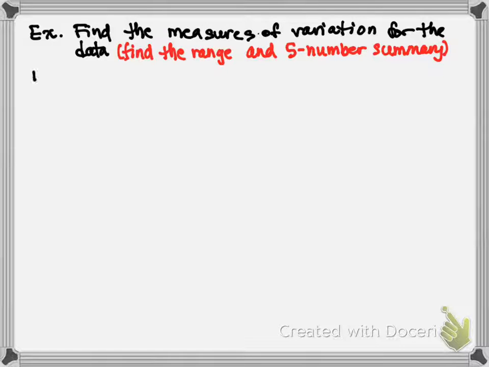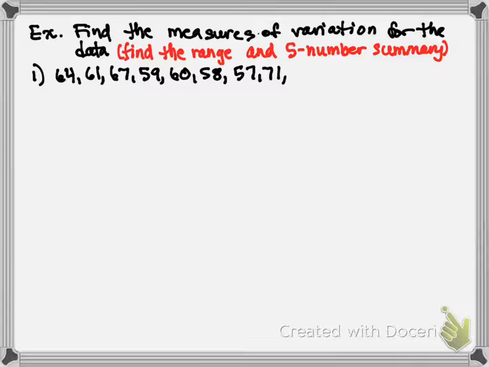So they're going to give us a bunch of data. So we have 64, 61, 67, 59, 60, 58, 57, 71, 56, 62. And we are going to put these in order from least to greatest. So let's see, we have numbers in the 60s, 50s, 70s. So let's start with 50s: 59, 58, 57, 56.